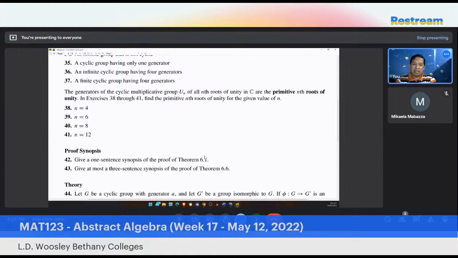number 41 at n is equal to 12. O, huli na yan. N is equal to 12. Yan.